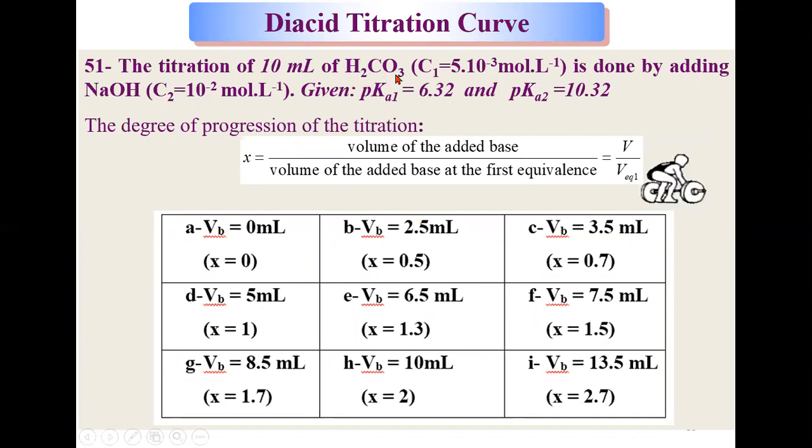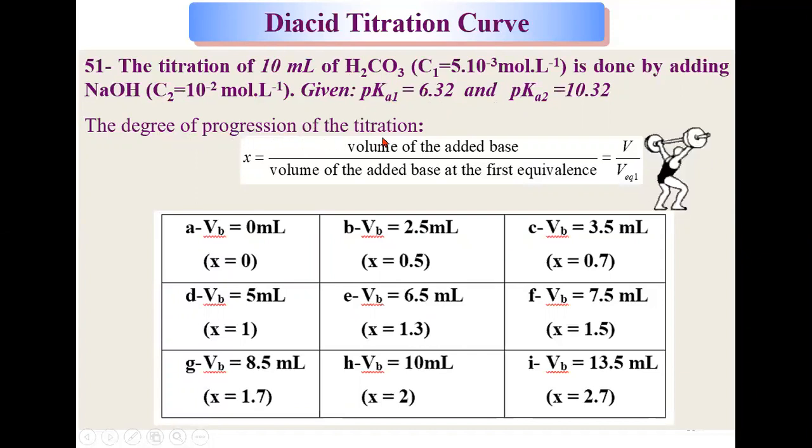carbonic acid, H2 carbonate. I have 10 milliliters of it with a known concentration, and we're adding NaOH to that carbonic acid. We're given also the pKa1 and the pKa2 of the two Ka reactions for the diacid.